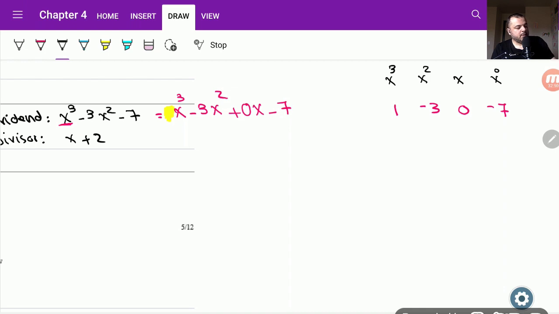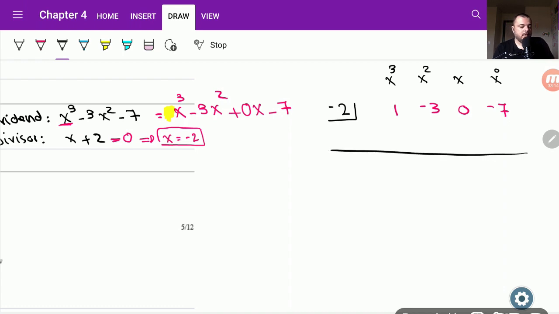Then I'm going to look at the divisor, equate it to 0, and solve for x. So x equals negative 2. I'm going to take this 0 on this side here, which is negative 2. Now, a straight line here.